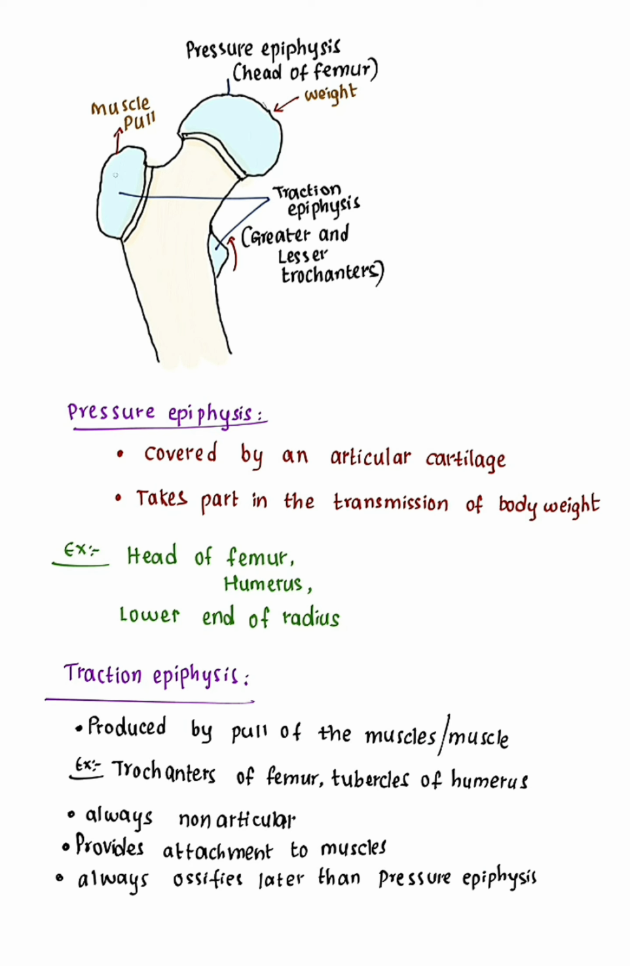They provide attachment to muscles. They are produced by pull of the muscles. They are always non-articular and always ossify later than pressure epiphysis. Examples: trochanters of femur, tubercles of humerus.